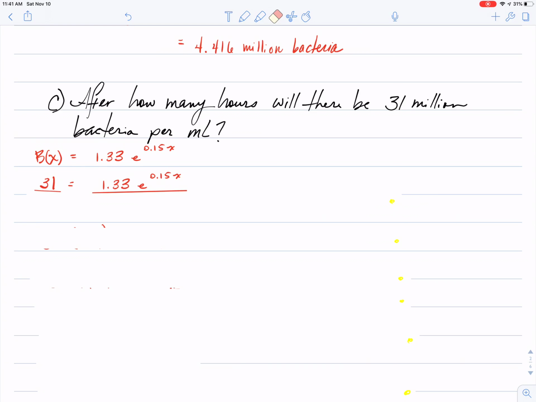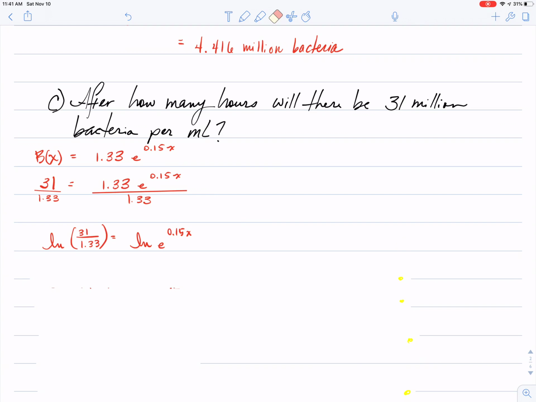Now, in order to get X by itself, the first thing I need to do is to get rid of this 1.33. So I'm going to divide on both sides by that number. For now, I'm just going to leave that as a fraction. I know I can get a decimal value for that, but for now, I'm just going to leave it.